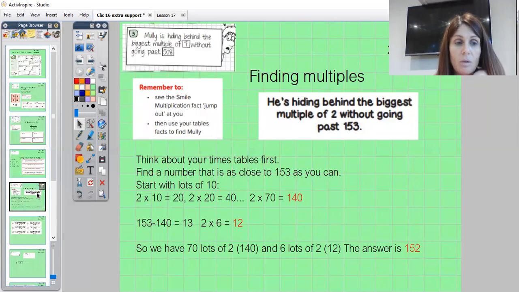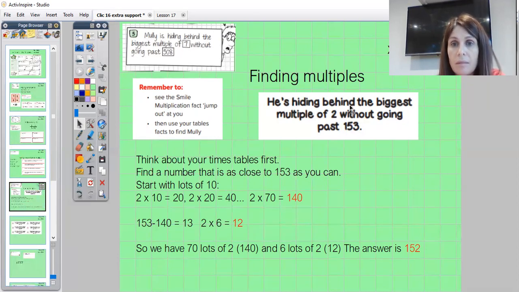Right, next question, question 5. Now this tends to be one that lots of people struggle with. And it is quite tricky, so I'll probably spend a bit longer talking this through with you. So finding multiples. The question that you've got in your Clic test is, Mully is hiding behind the biggest multiple of 7 without going past 508. So let's just quickly look at what we've got to do. Okay, now I'm not going to go over that one again. This is the one I'm going to look at.